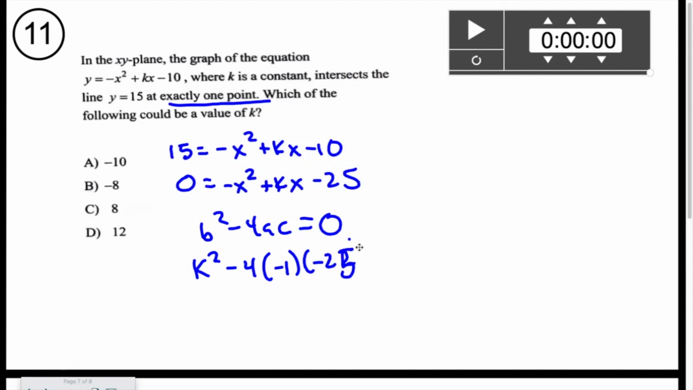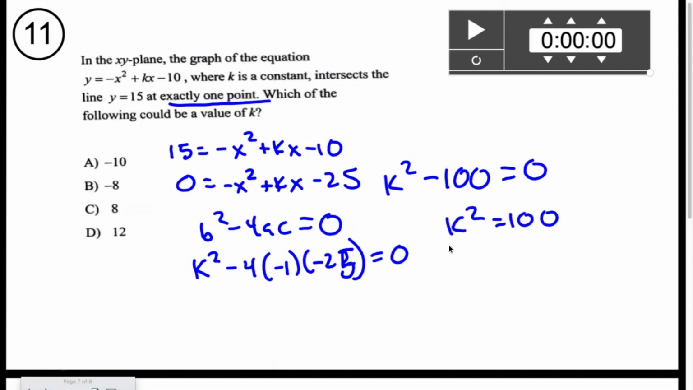So this is k squared minus 100. Whoops, that should equal 0. So k squared minus 100 equals 0. So k squared is 100, which means k is either plus or minus 10. So this is why if it were open-ended, there'd have to be two answers, which is fine.